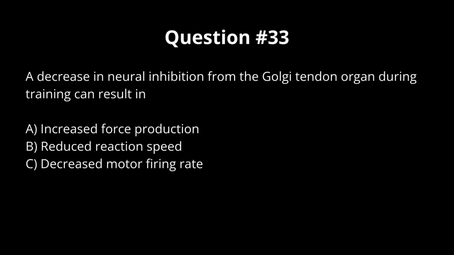Question number 33. A decrease in neural inhibition from the Golgi tendon organ during training can result in A. Increased force production. B. Reduced reaction speed. C. Decreased motor firing rate. The correct answer is A. A reduced inhibitory reflex allows muscles to tolerate higher tension before protective inhibition occurs.